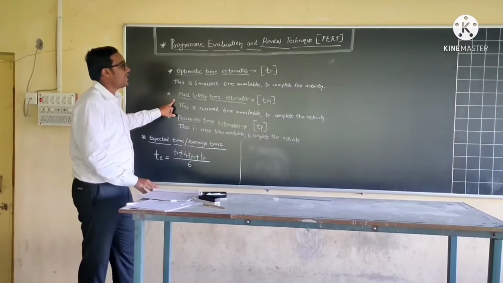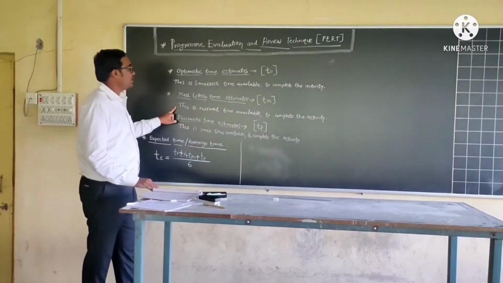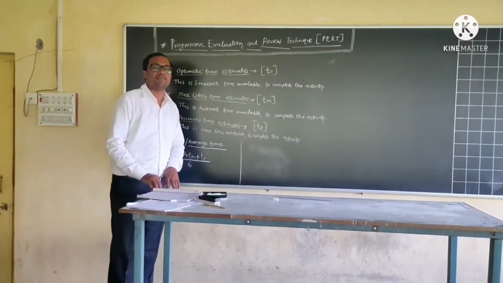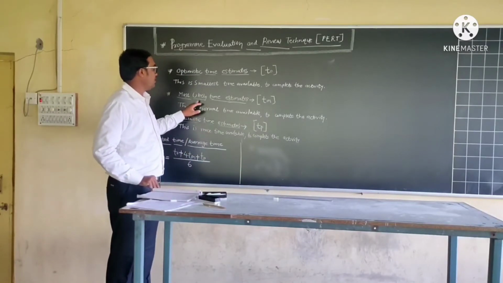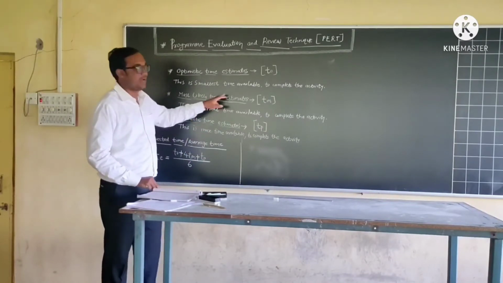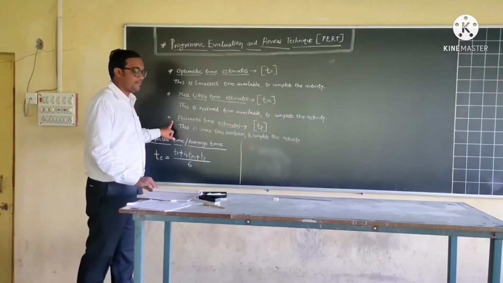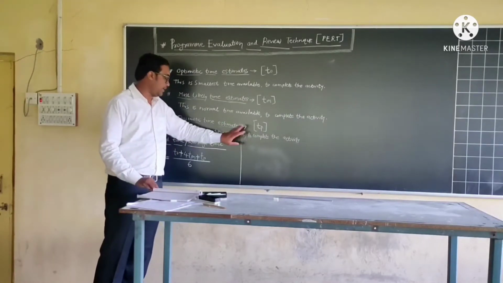Next is most likely time estimate, denoted by TM. Okay, so this is a normal time. Most likely time is normal time available to complete the activity of the project. It's called the most likely time estimate and denoted by TM. And lastly, pessimistic time estimate. It is denoted by TP.